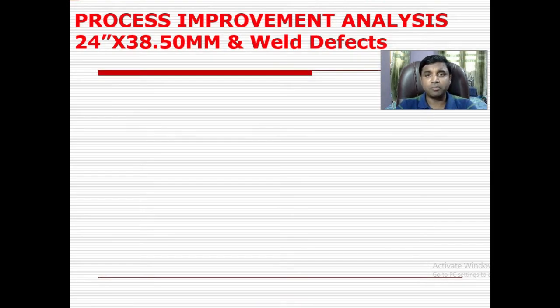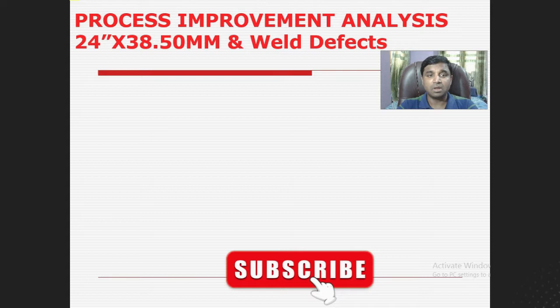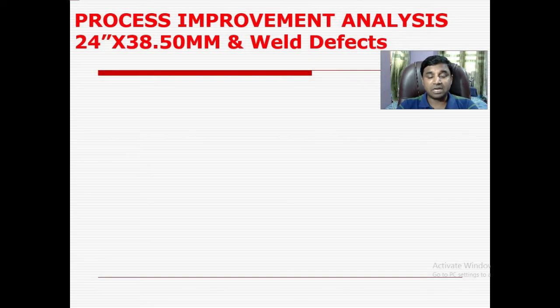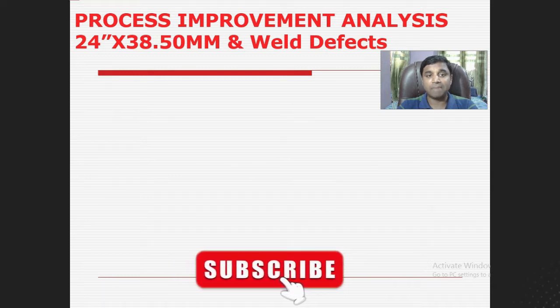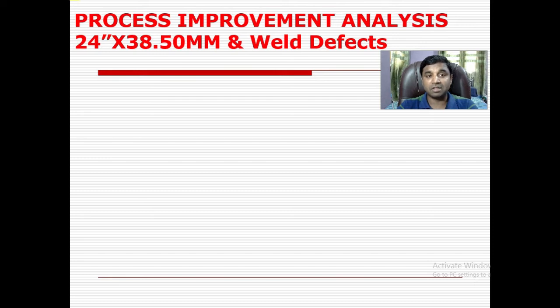So this is the process improvement analysis. 24 inch by 38.50 mm, what is this? This is a pipe dimension I am telling you. In India there are so many big companies for API fiber pipe manufacturing, like Welspun, which is a big one. I was there. That industry is very helpful to get the knowledge of how to make API pipe. So today we will discuss the process improvement.